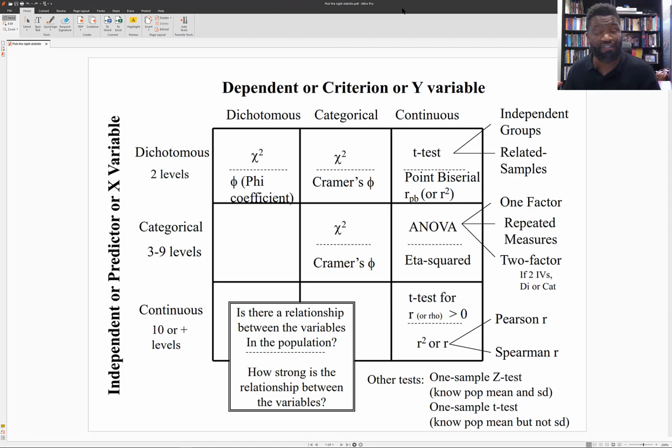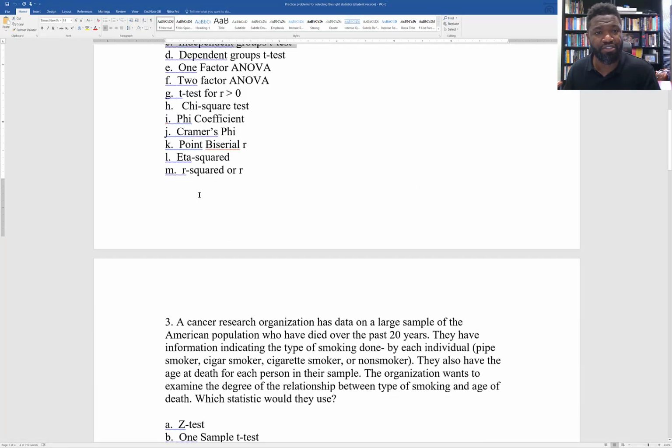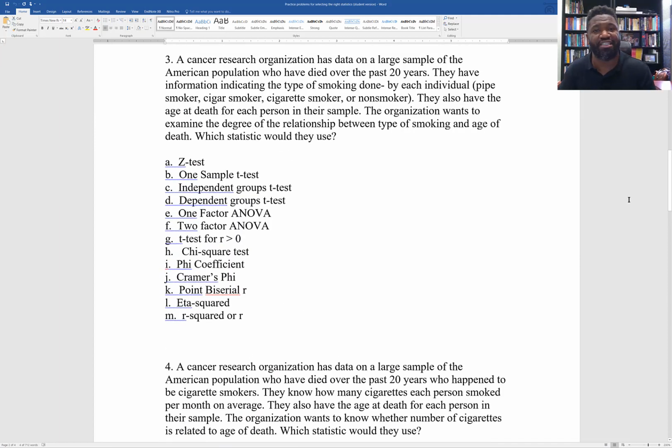So that's how we do the first two, and hopefully you guys sort of got that. Let's do the next one. So that was number 2. Let's do number 3. So a cancer organization has data on a large sample of the American population who have died over the past 20 years. They have information indicating the type of smoking done by each individual, so whether they were a pipe smoker, a cigar smoker, a cigarette smoker, or a non-smoker. And they also have the age of death for each person in their sample.